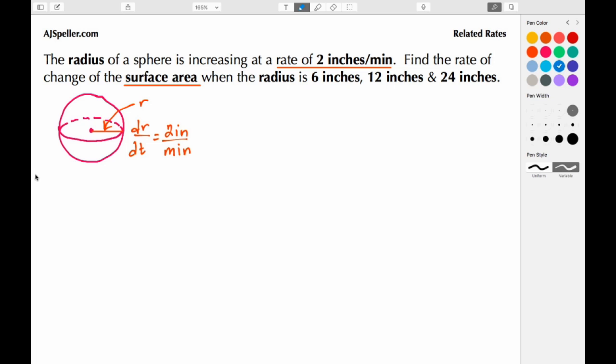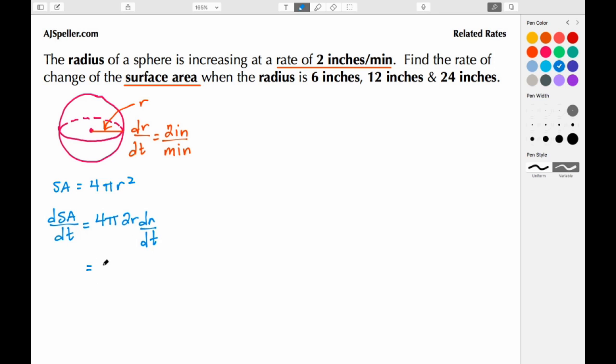The formula for surface area, which we'll abbreviate as SA, is equal to 4 pi r squared. And to figure out its change over time, we have to differentiate with respect to time. So here we end up with dSA/dt is equal to 4 pi, which is a number, so that comes out front, and we take the derivative of r squared, which is 2r. And because we're differentiating with respect to time, we have to add on the factor of dr/dt.